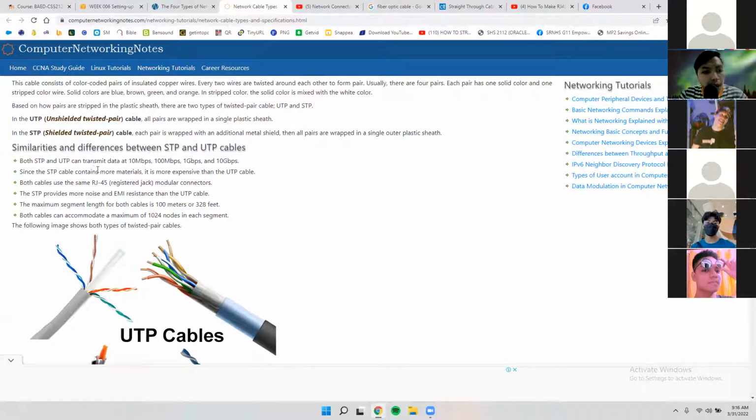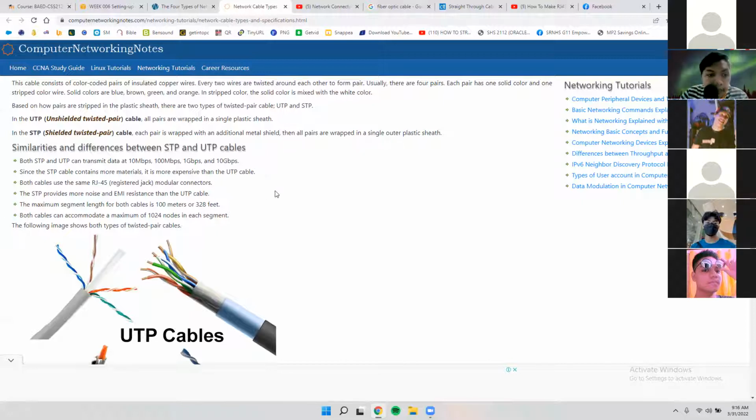So 8 strips na yon, 8 para sa 8 pins. So they both use RJ45 modular connectors. Okay? STP provides more noise and EMI resistance than the UTP. Medyo maingay when it comes to noise, but of course when it comes to electromagnetic, sa ilaw, sa electric, mas okay si STP. But most commonly pa rin ginagamit is UTP.